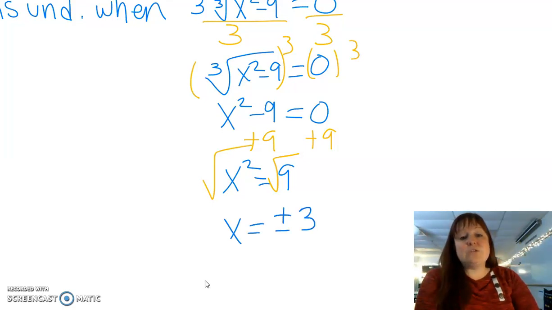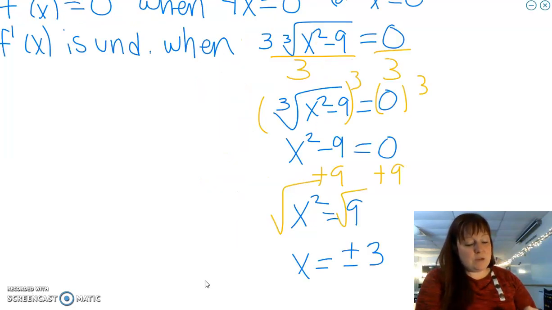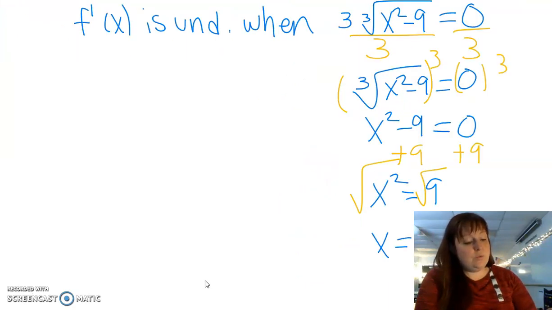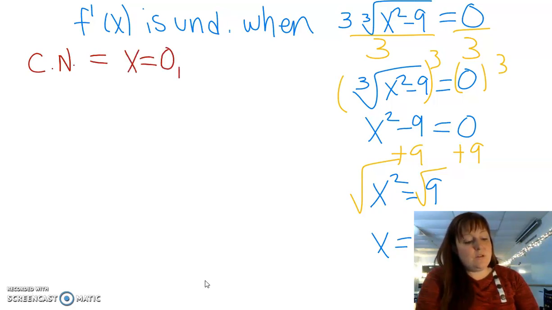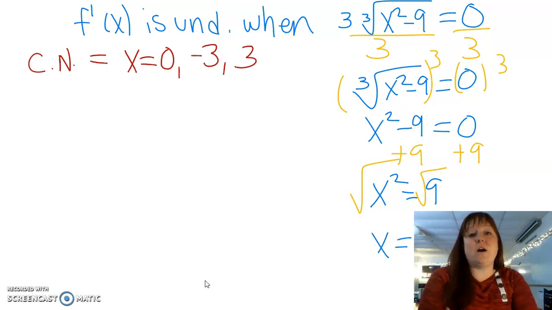Okay? So f prime of x is undefined when our denominator is equal to 0. And we know our denominator is equal to 0 at x equals plus or minus 3. So we can now definitively say our critical numbers are at x equals 0, negative 3, and positive 3, because that's where our derivative is either undefined or equal to 0.